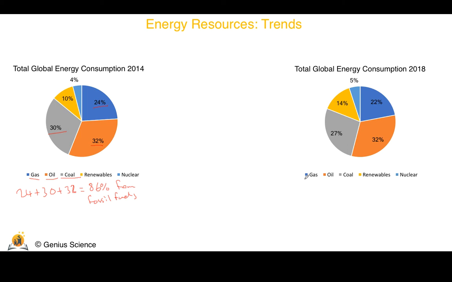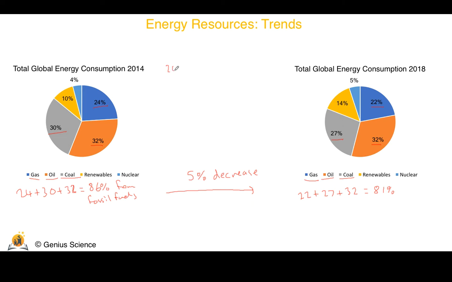Now over to 2018, gas 22%, oil 32%, and coal 27%. This makes the total global energy consumption in 2018 from fossil fuel sources 81%. So this is a 5% decrease over 4 years. We will now compare energy consumption in a bit more detail to see what other trends we can see.